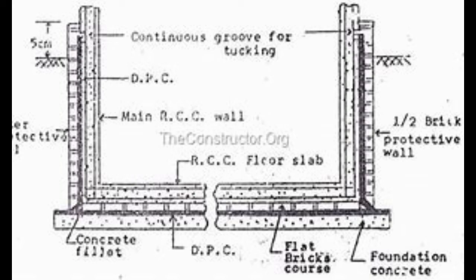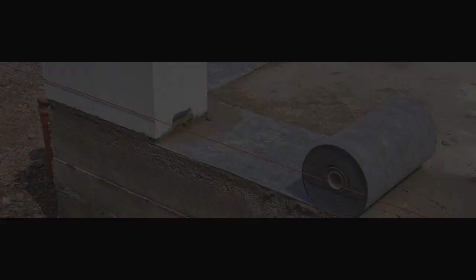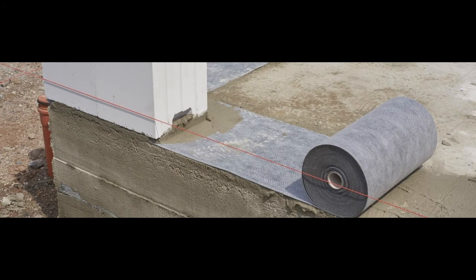What is DPC? The damp-proof course, DPC, is generally applied at basement levels, which restricts the movement of moisture through walls and floors. The selection of materials for the damp-proof course and its various methods of applications in buildings is discussed.